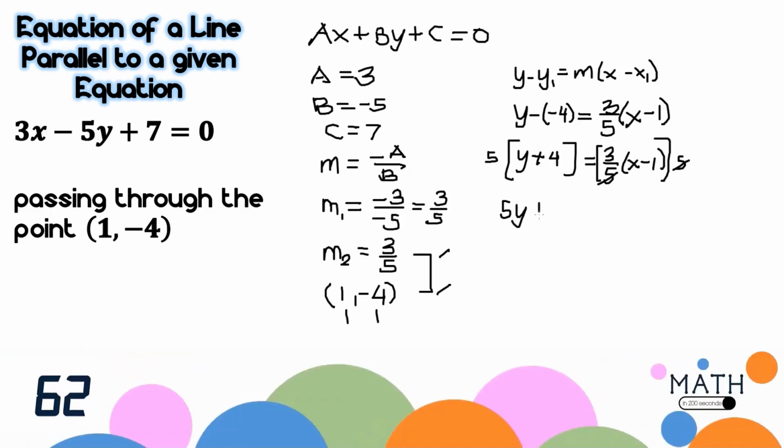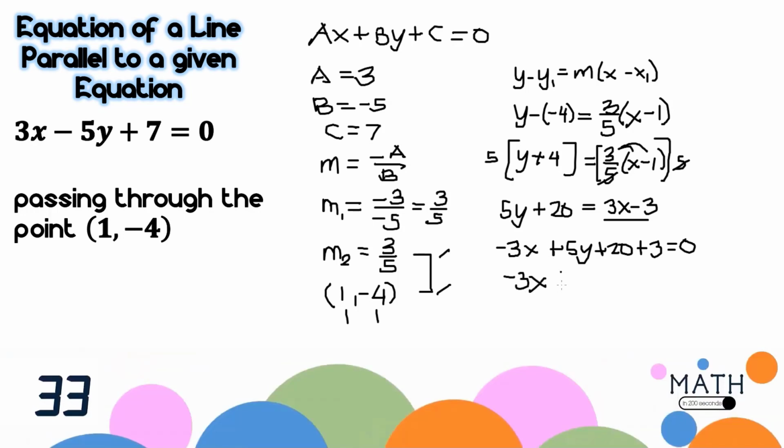This is 5y plus 20 is equal to, now you can multiply 3 here and here. So you have 3x minus 3. Now moving this to the other side to come up with a general form, you have -3x plus 5y, you have plus 20, and you have here plus 3, all equal to 0. In short, the equation of a line in general form that is parallel to the given line is -3x plus 5y plus 23 is equal to 0.